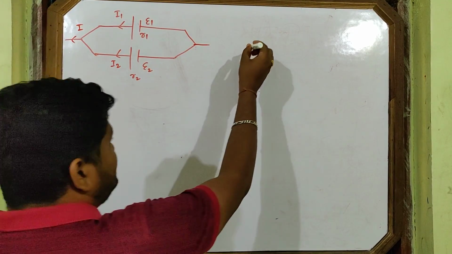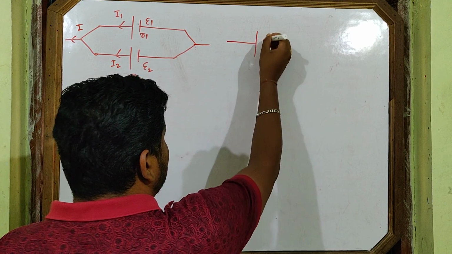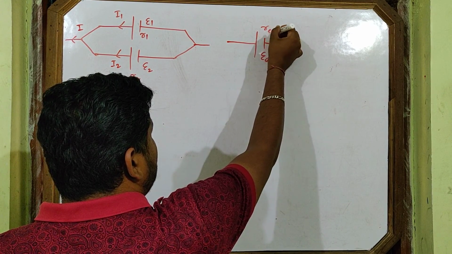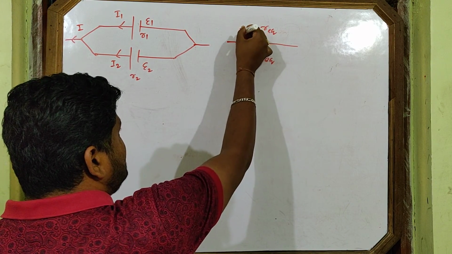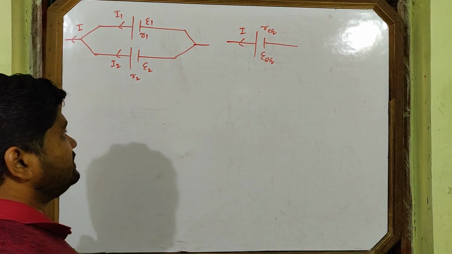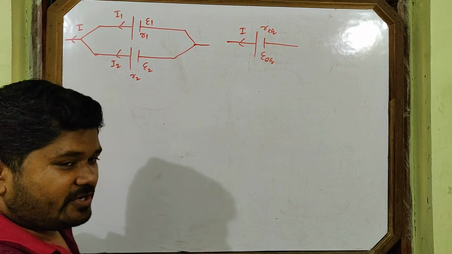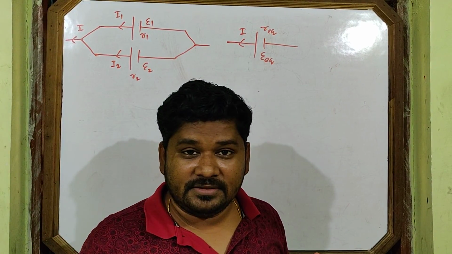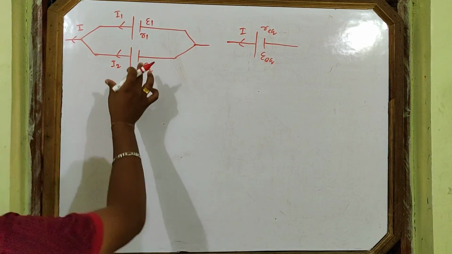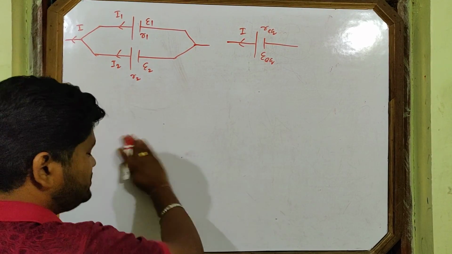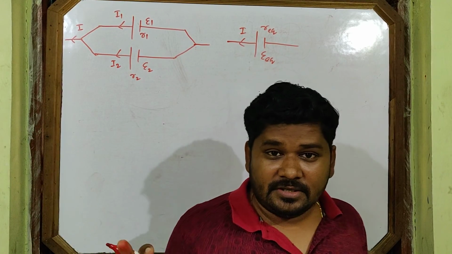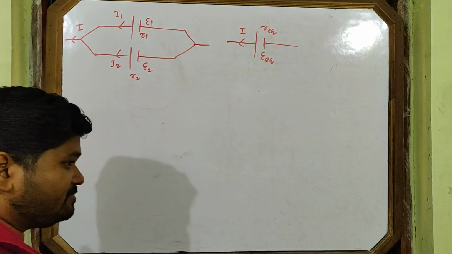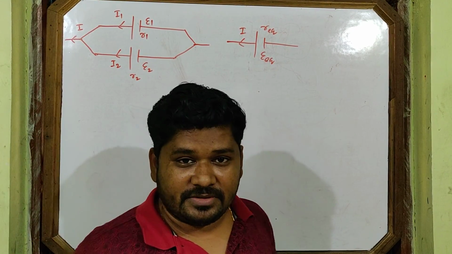This is the parallel combination. But its equivalent figure if I draw, equivalent figure, E equivalent, R equivalent, net current is I. Okay, so this is the equivalent figure. I need the answer of E equivalent and R equivalent. Now let's do this derivation. This is an important one. This parallel combination is more important than series combination. It always comes in exam as a 3 marks derivation.